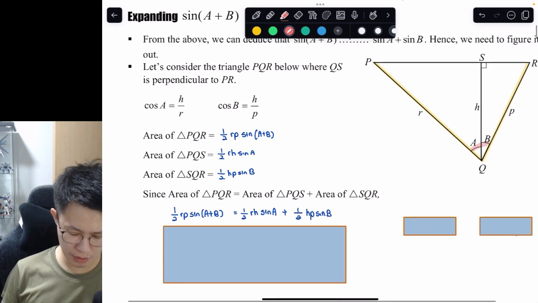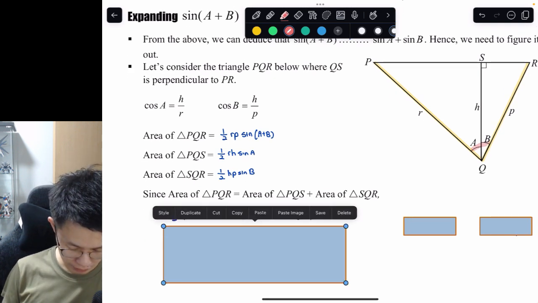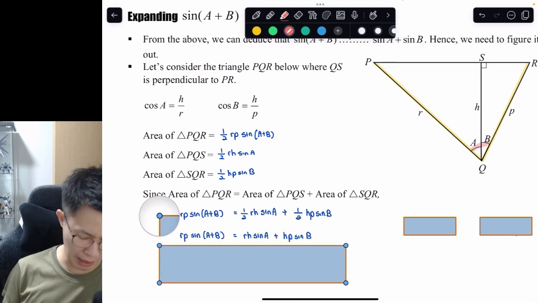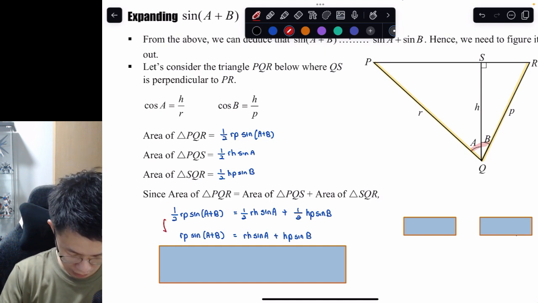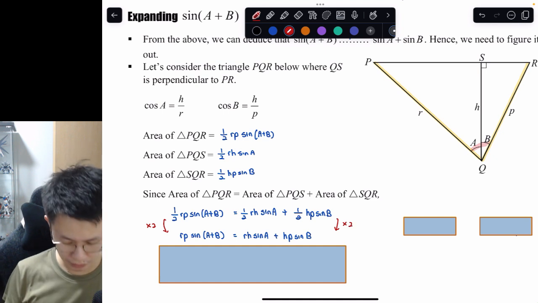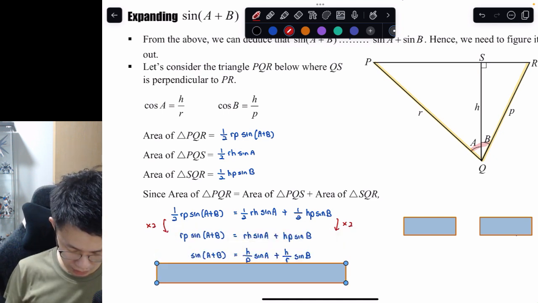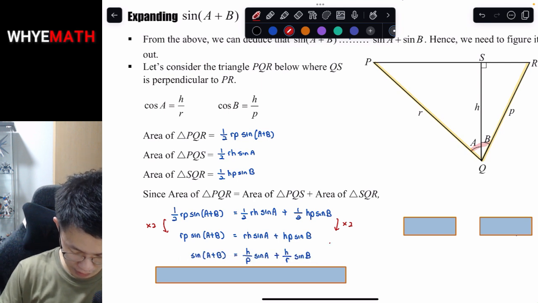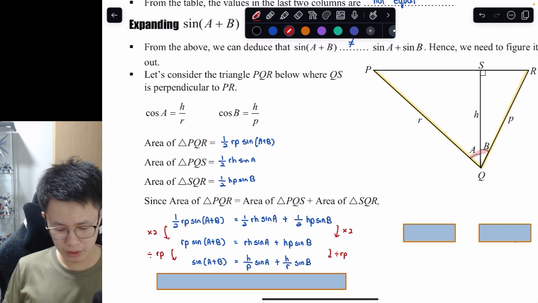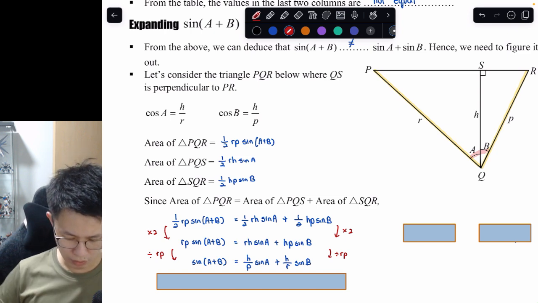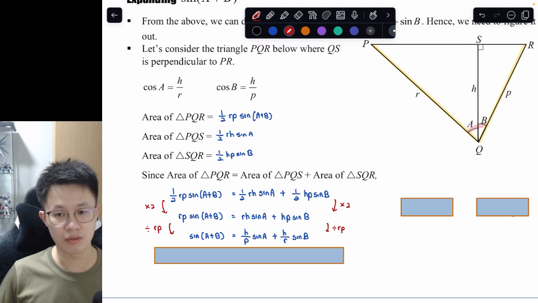Okay, and so we're going to just write what we know, and then I'm going to multiply both sides by 2. So what's happening here is that I have just times 2 on both sides, right? So I times 2 on both sides to get rid of the half. Okay, and then what I'm going to do next is divide both sides by RP, because I want to get rid of RP on the left side. So what I'll have now is this equation over here.